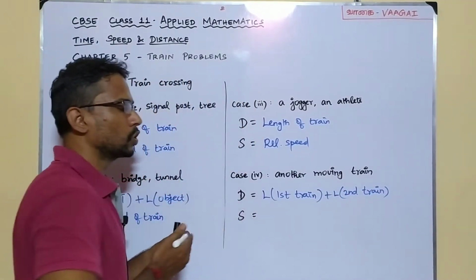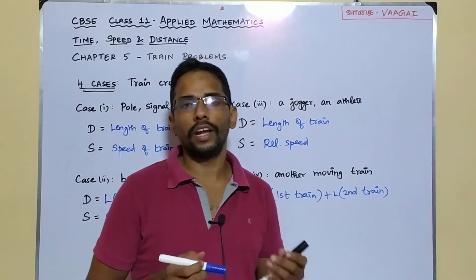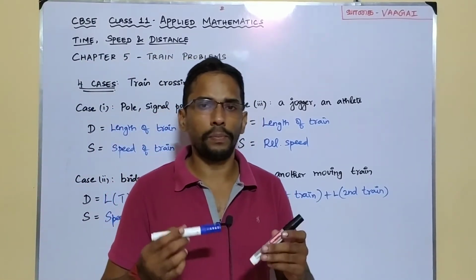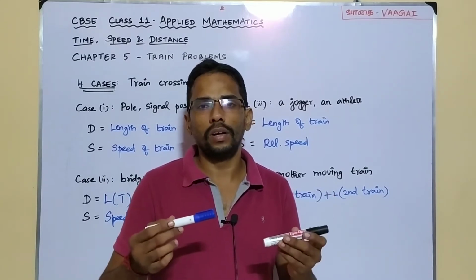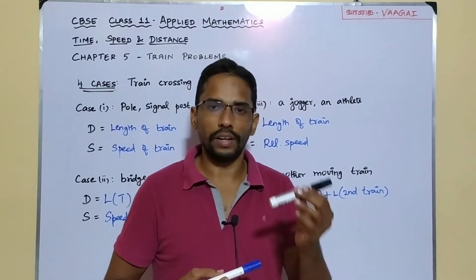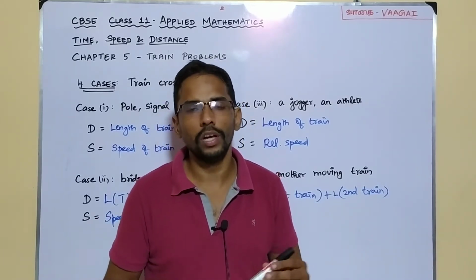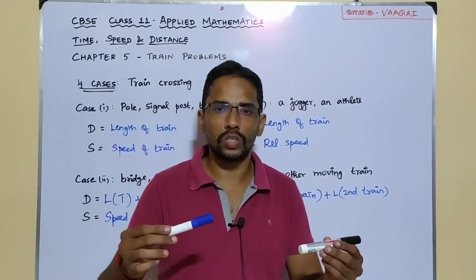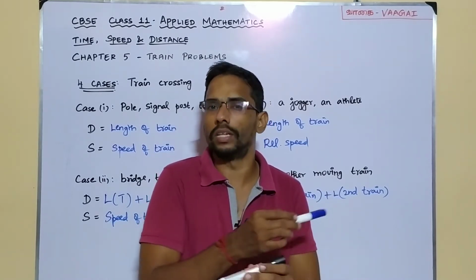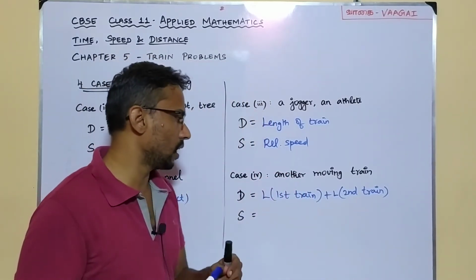So here when it comes to distance, in order for the train to cross another train, we should take lengths of both the trains, because train 1 is also having some length, train 2 will also have some length, is it or not? So in that case, if I want to consider the total distance, I have to take both the lengths. That's it. So that's what we are taking here.